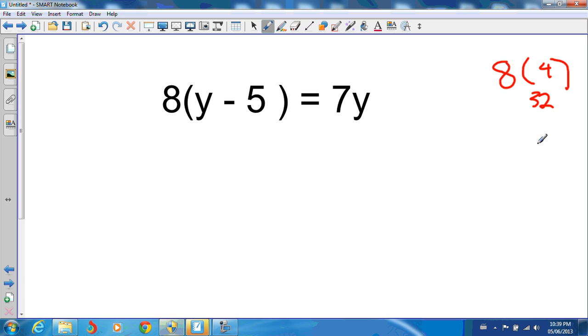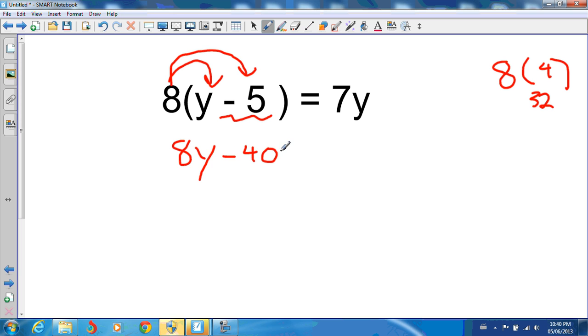So that's simplified. In this case, we don't have just one number. We have two different things to multiply it by. So let's multiply the 8 by the y first. What's 8 times y? Well, we can't really do much with that. It's just 8y. And what's 8 times negative 5? And we know it's a negative 5 because it's take away 5. So 8 times 5 is 40, but because it's a negative, it's negative 40. So we just now simplified this into this. And of course, remember, 7y is still on this side.